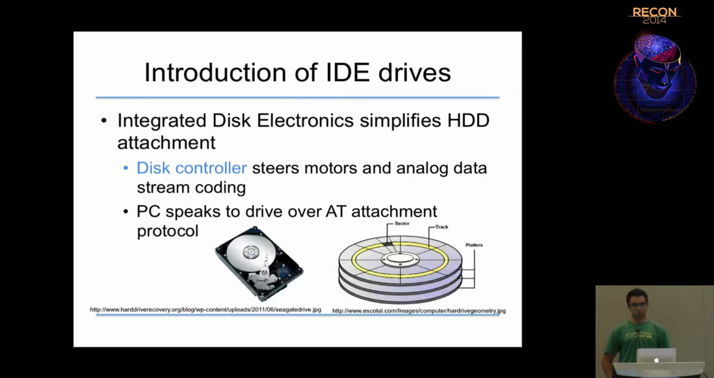So a hard drive is composed of the spinning motor that spins the disk. You have the servo motor that controls the head. And you have the analog data stream that is decoded. And because this is quite complicated, manufacturers quite early changed the disk design to not forward all these signals to the PC and process them there anymore, but they put a small microcontroller on the disk, which took over all these tasks. This is what we call integrated disk electronics.